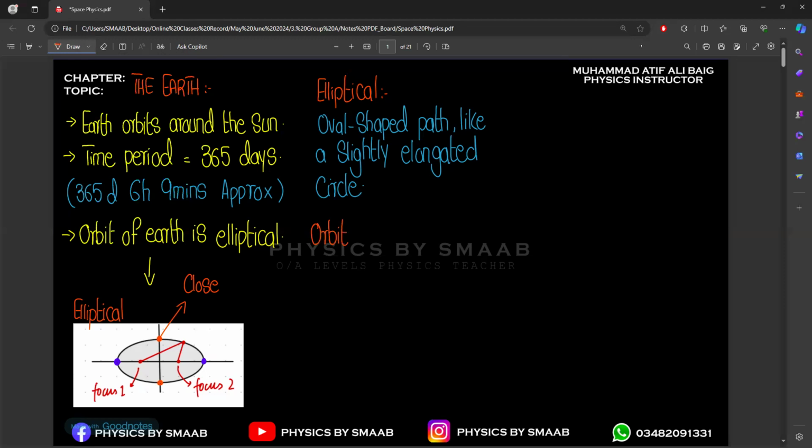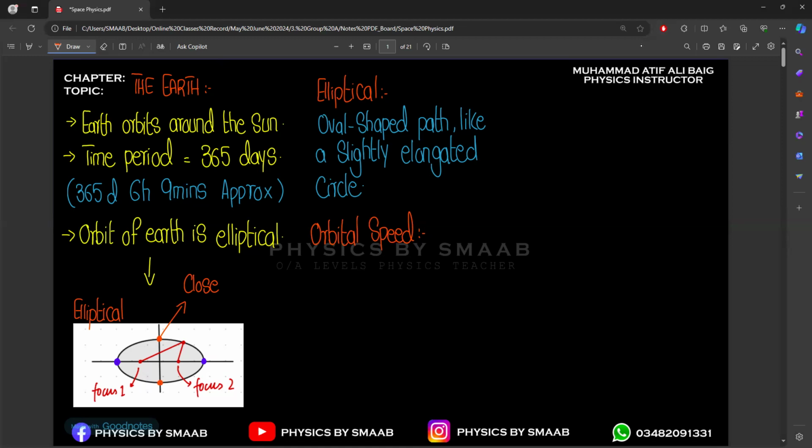What does that mean? Because we already have the time period. We know the Earth takes 365 days to cover one orbit around the sun. So we have the time. And if you remember the basic formula of speed or velocity, the formula for speed and velocity is distance over time. So we know about the time, but we don't know about the distance, right? We didn't talk about that.